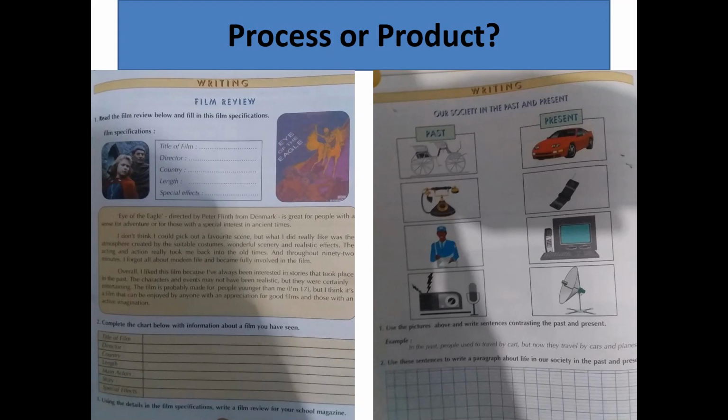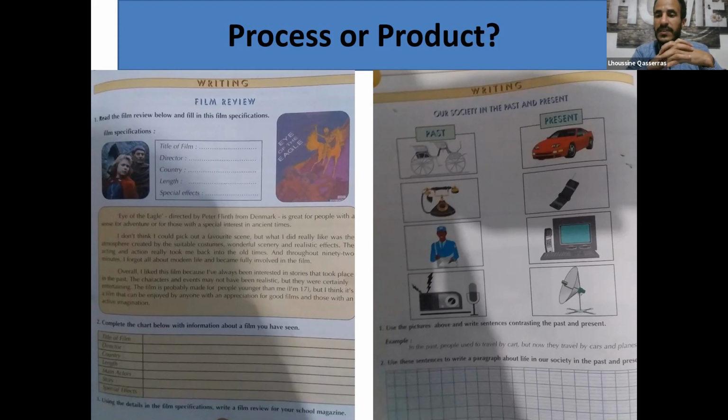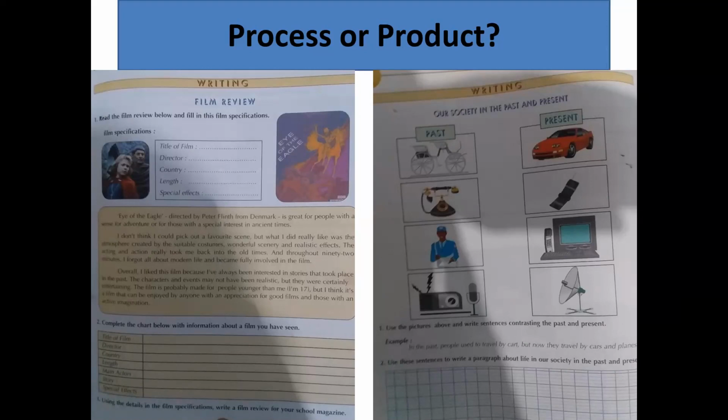Yes, Umayma? Because we've been through stages. Yes, we have been through some stages. I asked learners to brainstorm, process. After that, to organize, process. After that, to write, first draft, process. After that, to correct each other, process. After that, to revise again, process. And the last stage is the product, which is the final draft. So it's a process.